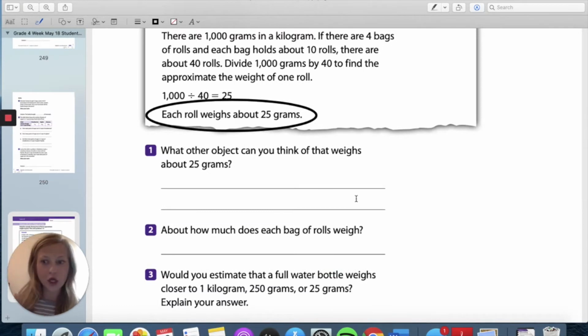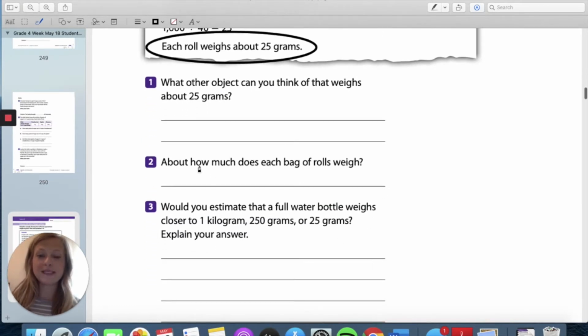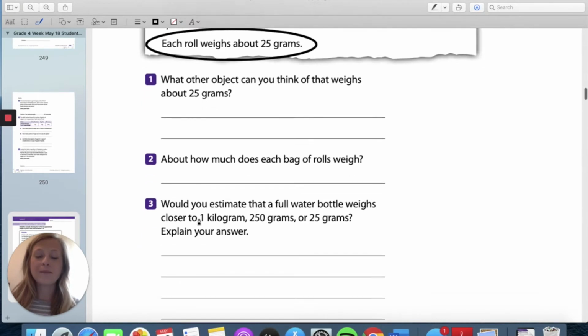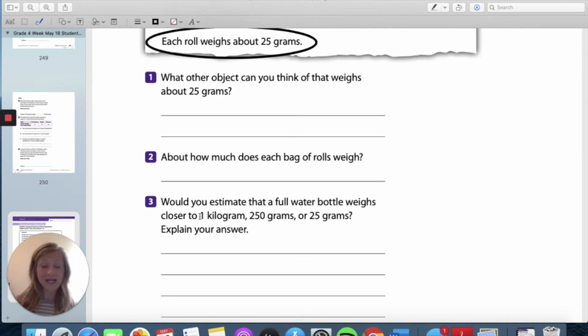So let's go ahead and look at number 2. It says about how much does each bag of rolls weigh? Well, I know that each roll weighs about 25 grams, and I know that there's about 10 rolls in each bag. So I know that I'm going to have to create a what type of sentence? It's either going to be addition, subtraction, multiplication, or division. So I want you to think on that, pause the video. I want you to create the sentence and then play it and see if you're correct.